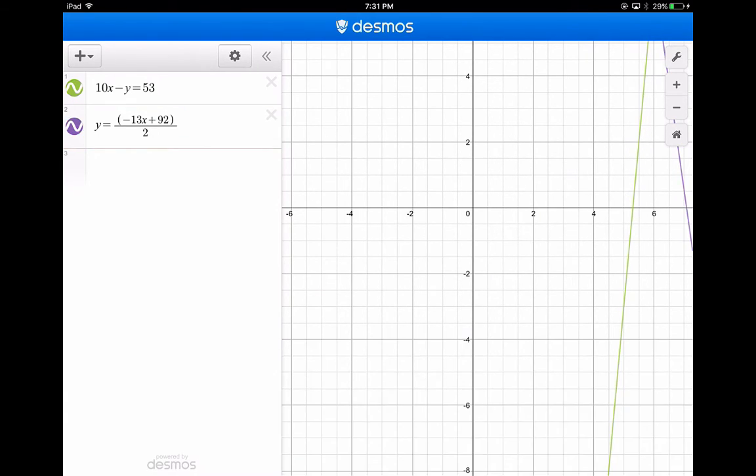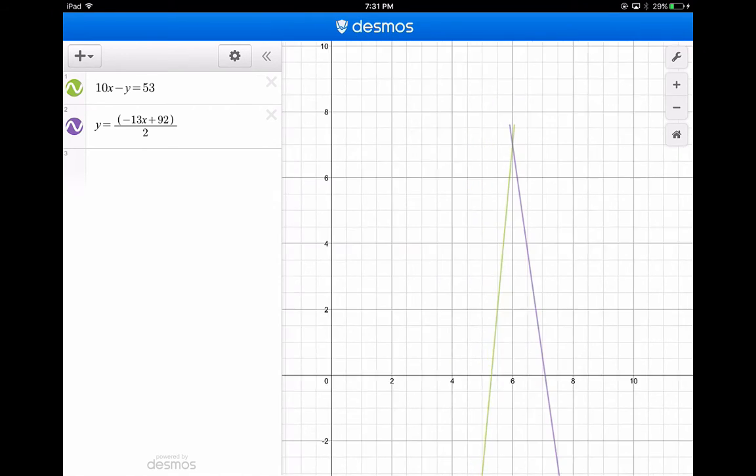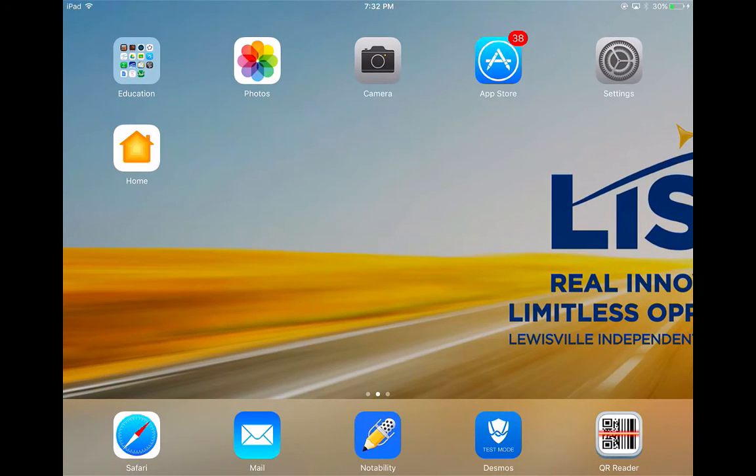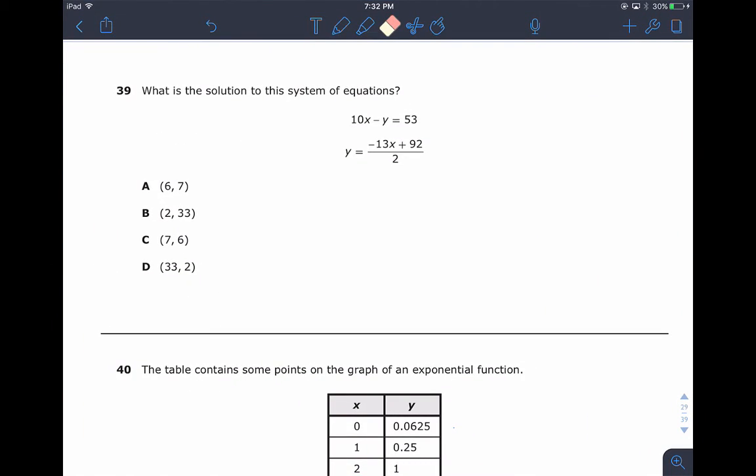So kind of a trick one right here. So we need to go see where these cross here. What I like about Desmos here is you just click on where they cross, and that's your solution. So apparently x is 6 and y is 7. Now as far as doing that by hand, that gets really tricky on this one.